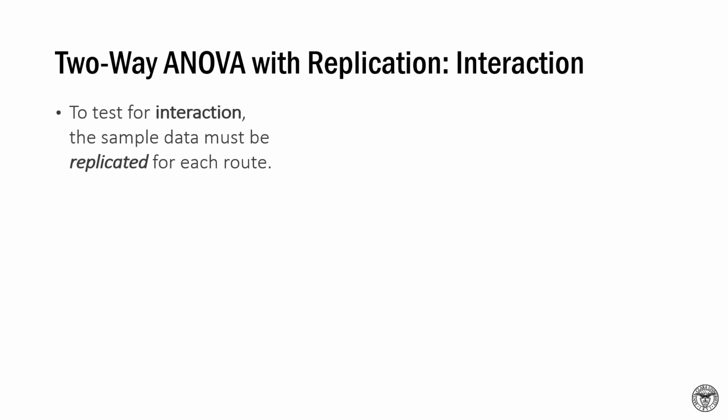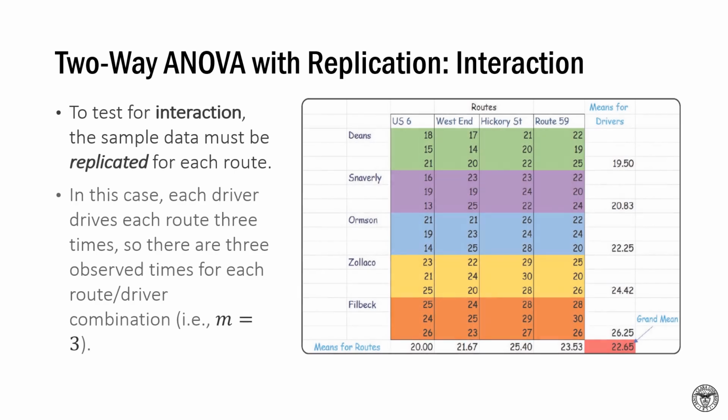To test for interaction, the sample data must be replicated for each combination of the two factors. For example, in a study with two factors being tested, each driver would drive each route 3 times. This results in 3 observed times for each combination of route and driver, with m equals 3.